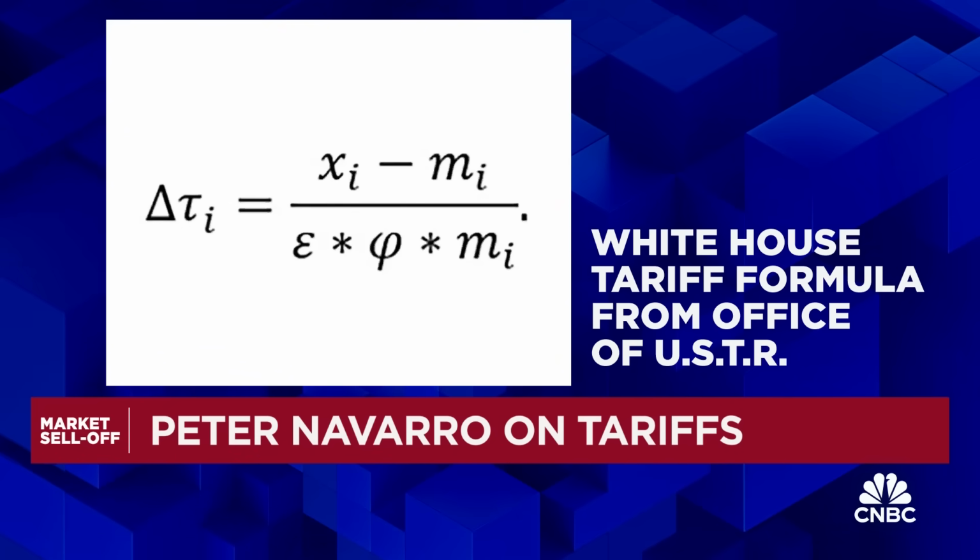They say that it looks like the administration took the trade deficit for the U.S. in goods with a particular country, divided that by the total goods imports from that country, and then took that number and divided it by 2 to get to what the U.S. plans to implement on these 60 different countries.